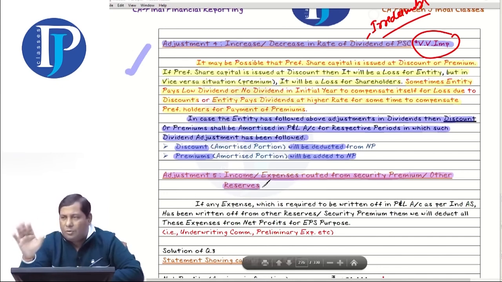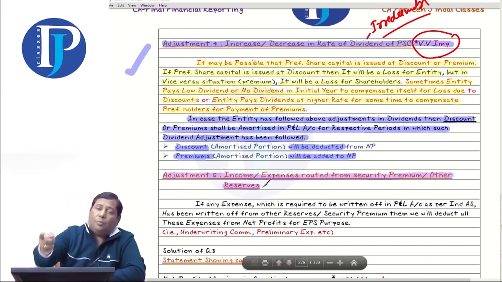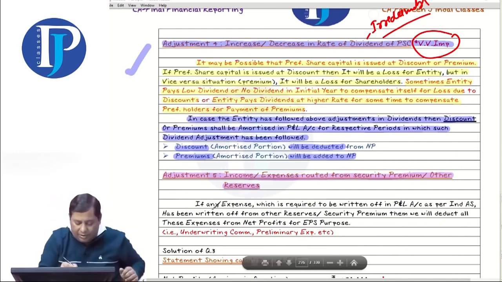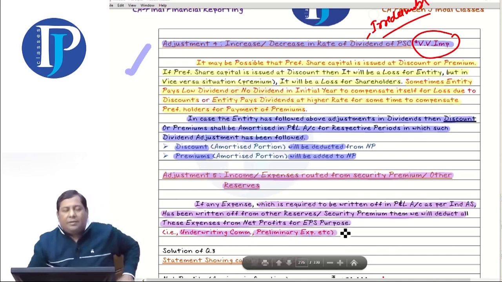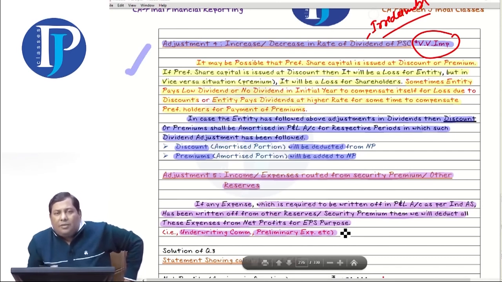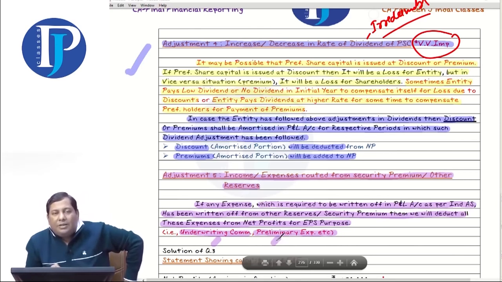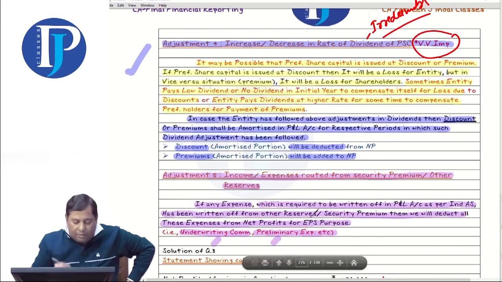Ind AS 33 says do whatever in the books, we have nothing to do with it, but for the purpose of EPS, if it is not routed through P&L, take its impact on profit and then calculate EPS. This point was discussed. If any expense which is required to be written off in P&L as per Ind AS has been written off from other reserves, then we will deduct all these expenses from net profit for EPS purposes. That is underwriting commission or any preliminary expenses. You have set off from another reserve, or you have set off against the securities premium, it should be reflected in the P&L and in the EPS. These are the 5 adjustments that I told you.